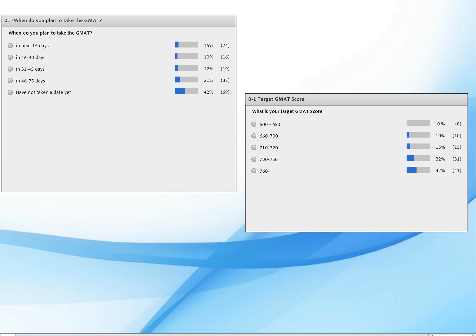In those last 10 to 15 days or so. And with regards to the target GMAT score, the biggest group, surprisingly, is 760 plus. Usually, when I ask this question, that 730 to 750 bracket is about 50%. There are about 50% more students in that bracket than in the 760 or higher. So that's good. This is a fairly aspirational group.